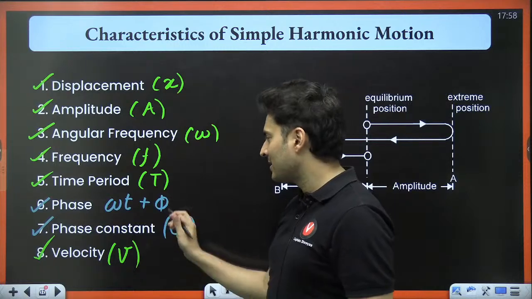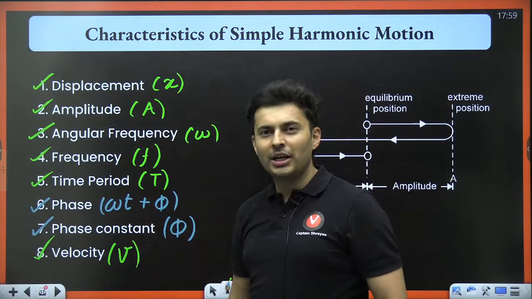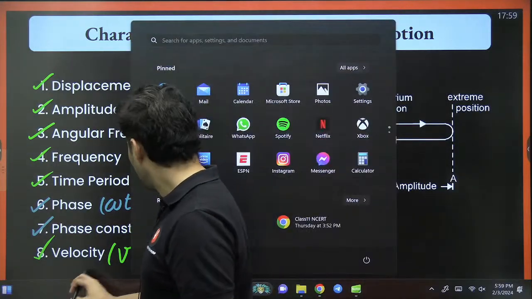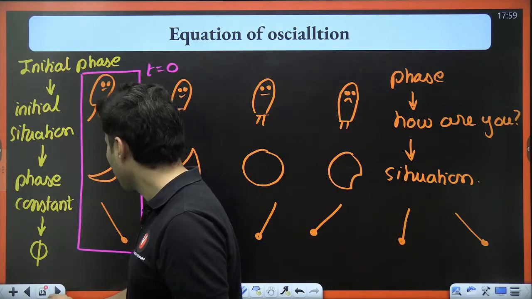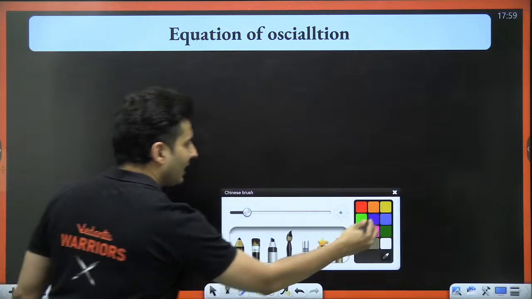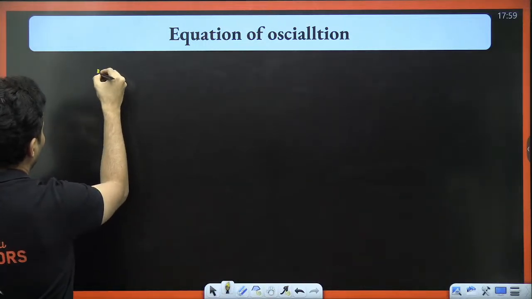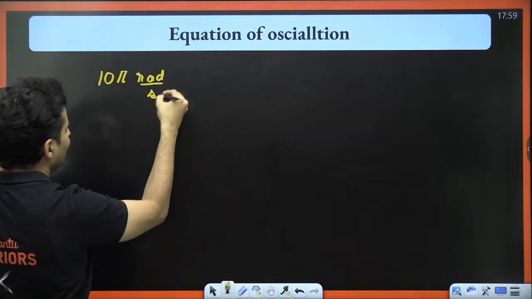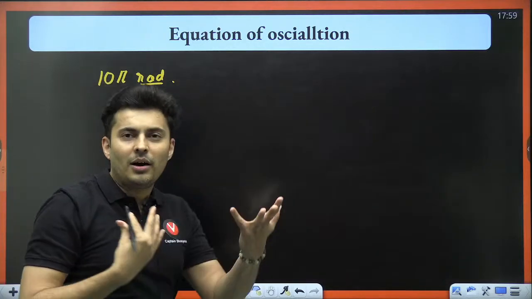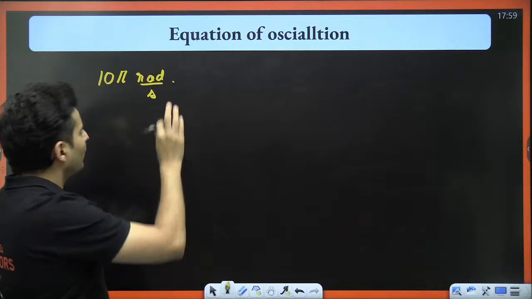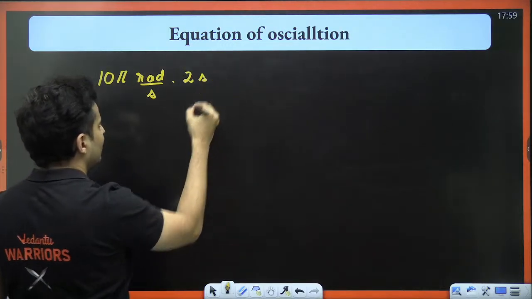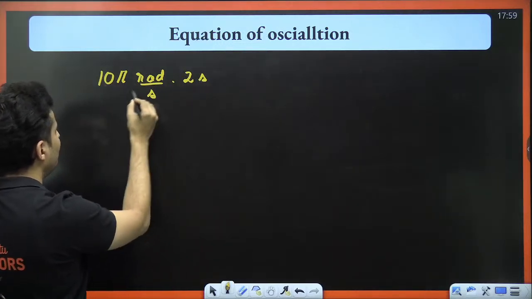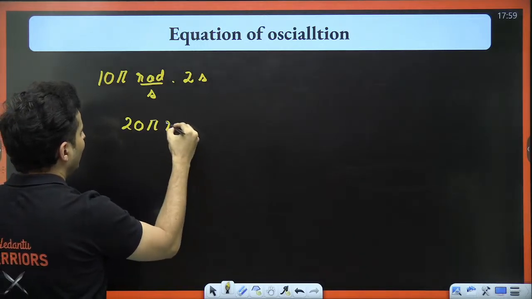Kind of makes sense. Think about it. Omega is how many radians you move in 1 second. If I tell you, you are going 10 pi radians in 1 second, and you have waited, or you have been peaceful, for 2 seconds, you would have covered how many radians? Seconds cancel, 10 pi into 2. You would have moved 20 pi radians.